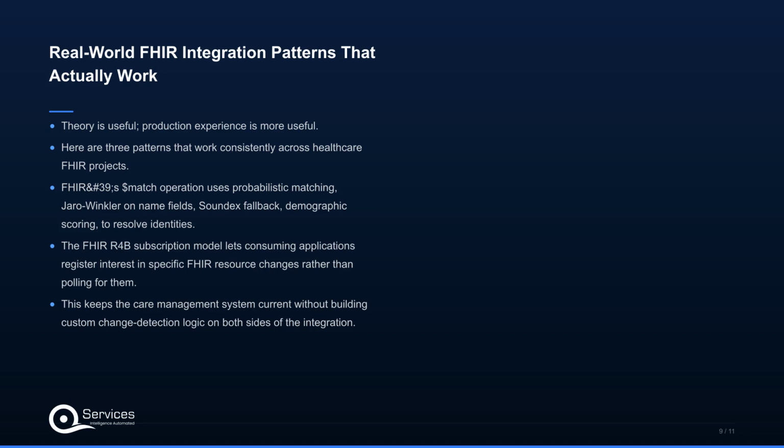When aggregating FHIR data from multiple sources, you'll encounter the same patient with different MRNs across systems. FHIR's $match operation uses probabilistic matching, Jaro-Winkler on name fields, Soundex fallback, demographic scoring, to resolve identities. Azure Health Data Services includes a basic match implementation. Most enterprise scenarios need custom scoring weights tuned to your patient population's characteristics.